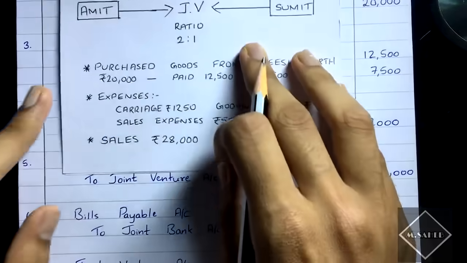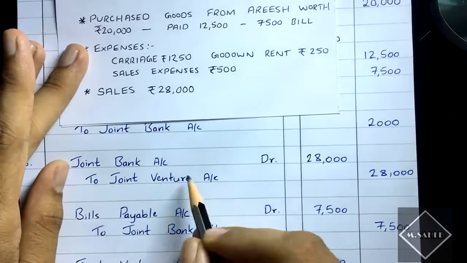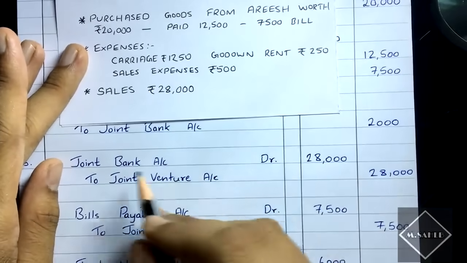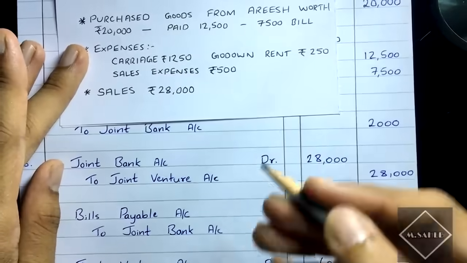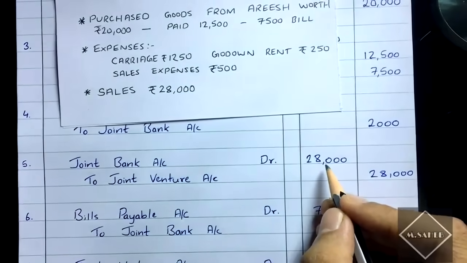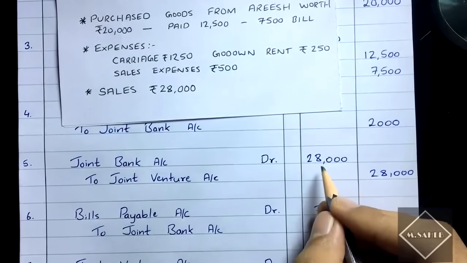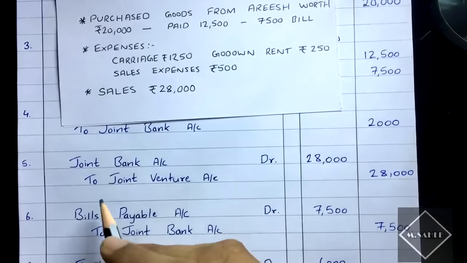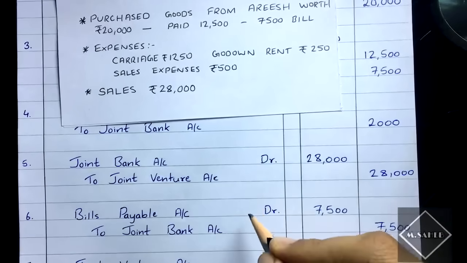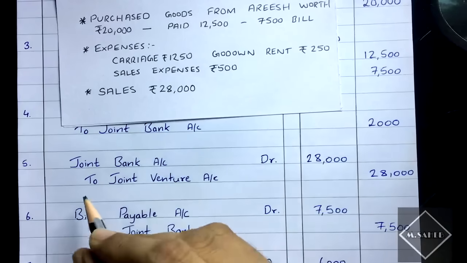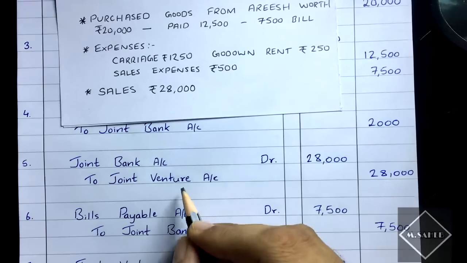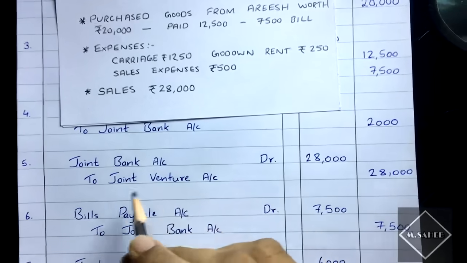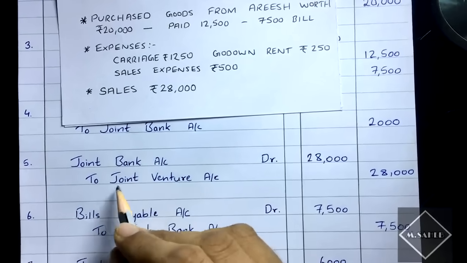So now the entry would be joint bank account debit 28,000, okay, because the bank account is increasing, the asset account is increasing by 28,000 because we have sold the goods, so the cash is coming into the business, into the bank account. So 28,000 debit, and then to joint venture account. I told you, right, whenever revenue increases, you have to credit. So here joint venture account you have to take instead of sales. We cannot take sales account, all right, to maintain limited number of accounts. So we have to take joint venture account.